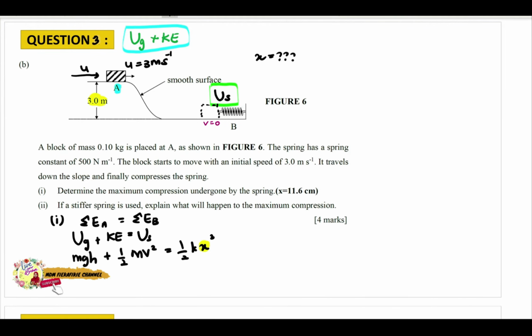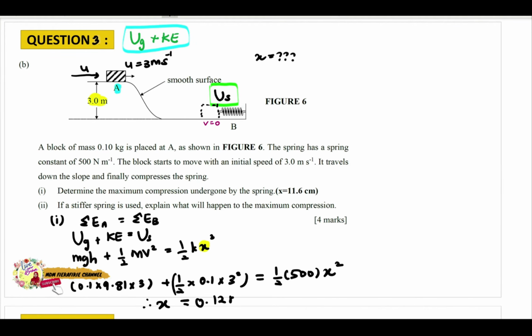Okay? So, substitute all the values. The mass of the object is 0.1 times 9.81 and the height is 3 meter, plus half times 0.1 times V, the initial velocity tadi dia dah bagi 3 meter per second squared. Jangan tertinggal lah squared tu. Equal to half, the spring constant is 500, x squared. Therefore, x you akan dapatlah 0.12 meter. So, this is the answer for number 1.